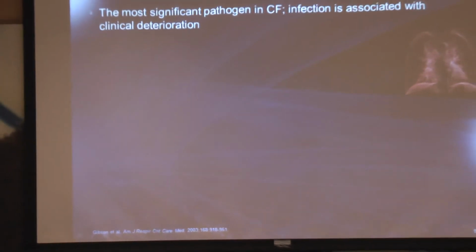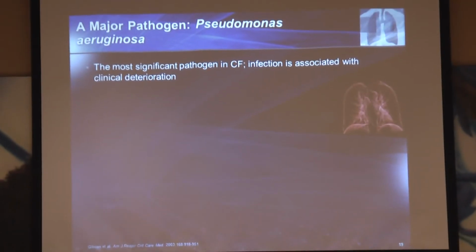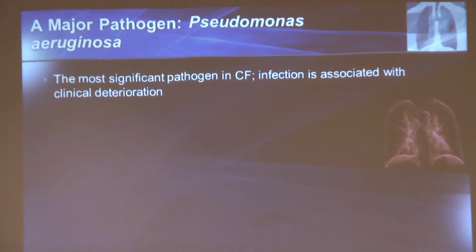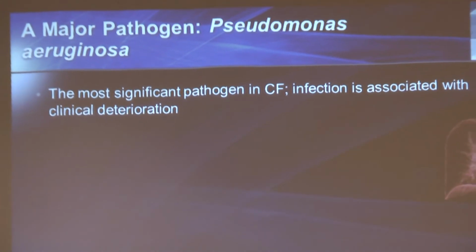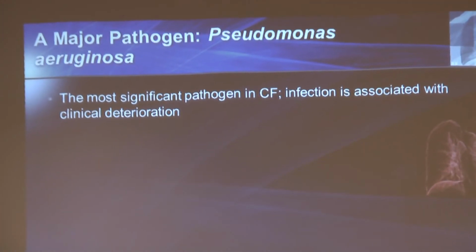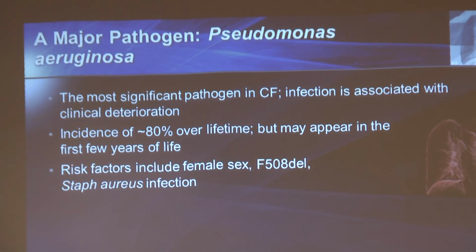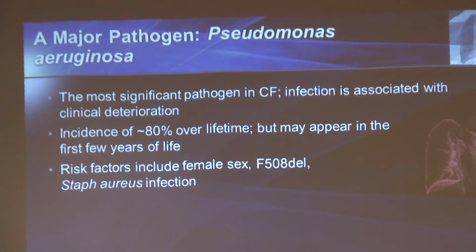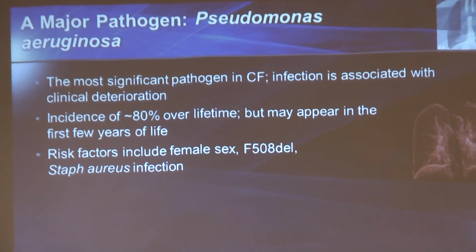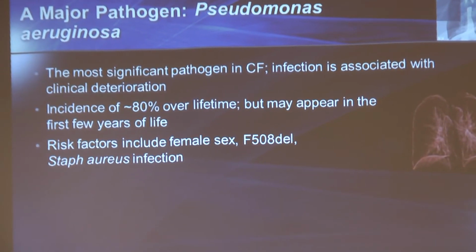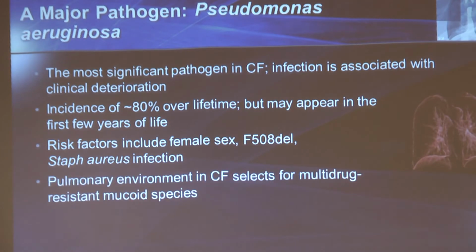Pseudomonas is still, I think, the most significant pathogen in cystic fibrosis. And we know that because the infection is associated with deterioration. The rates of decline of lung function accelerate after one acquires the mucoid form of Pseudomonas. And it can be found very early in life, even though it becomes more and more common as people get older. There are some risk factors that have been identified, including it being more common in females, the F508 mutation, and coexistent Staph aureus infection.